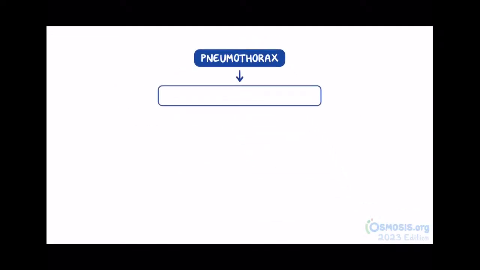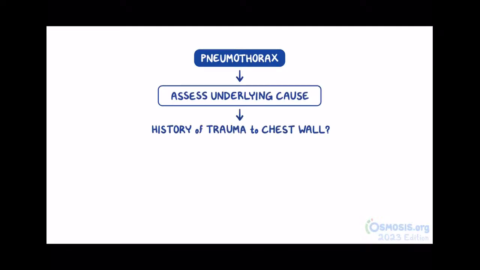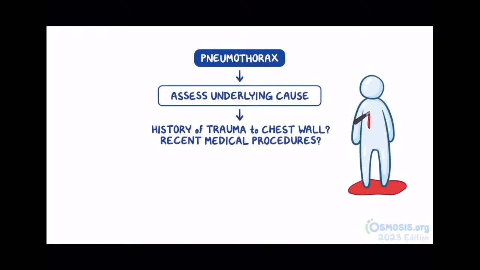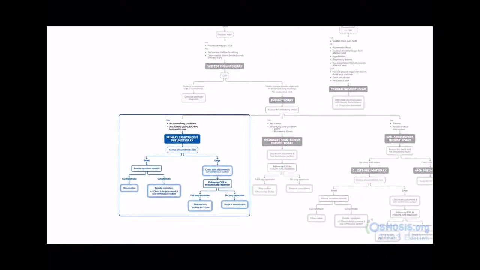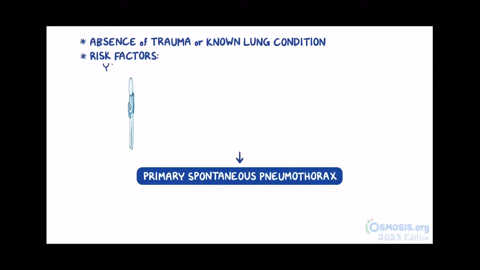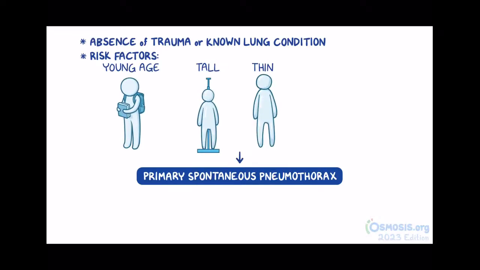Now that you've diagnosed pneumothorax, the next step is to assess the underlying cause. Ask about a history of trauma to the chest wall and any recent medical procedures where inadvertent trauma may have occurred. If neither of these is present, then the pneumothorax is said to be spontaneous. If spontaneous pneumothorax occurs in the absence of trauma or known lung condition, the pneumothorax is said to be primary. Risk factors for primary spontaneous pneumothorax include young age, tall height, thin body habitus, and being a biologically male individual.